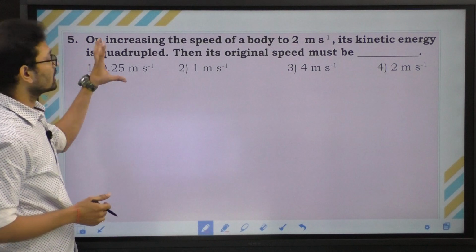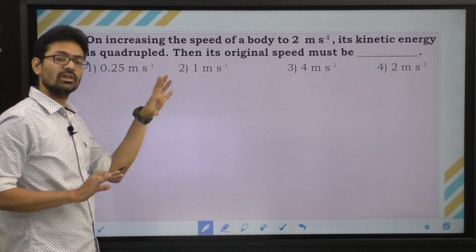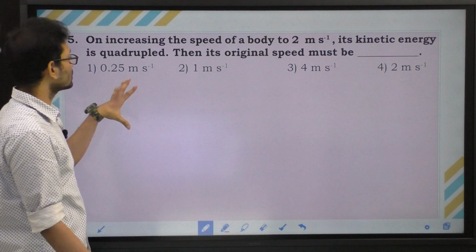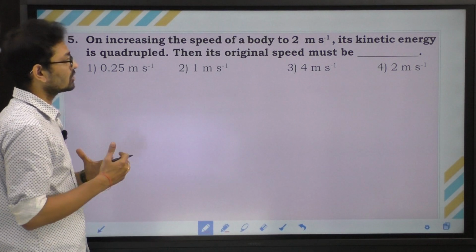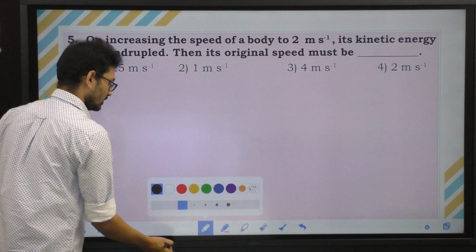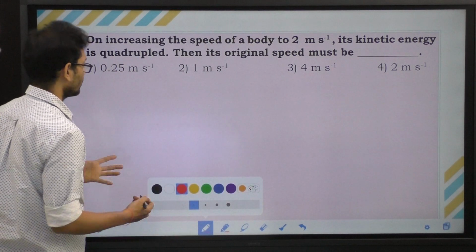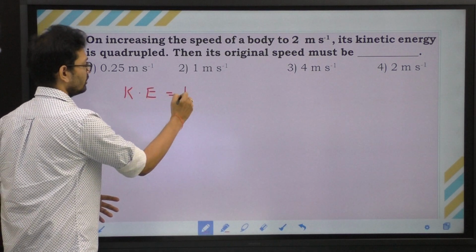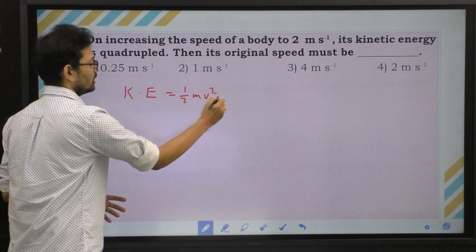Now here, on increasing the speed of a body by 2 meters per second, its kinetic energy is quadrupled. Then its original speed must be? To find it out, we will use the equation of kinetic energy: KE is equal to half mv square.